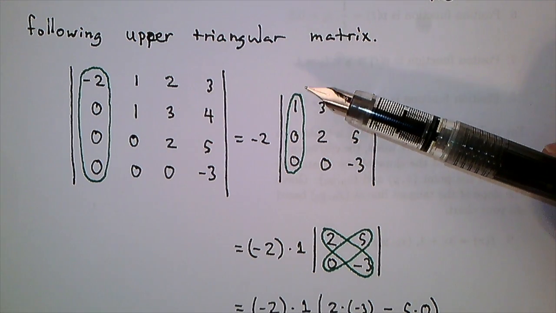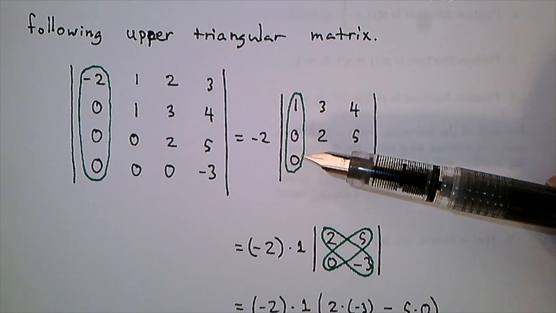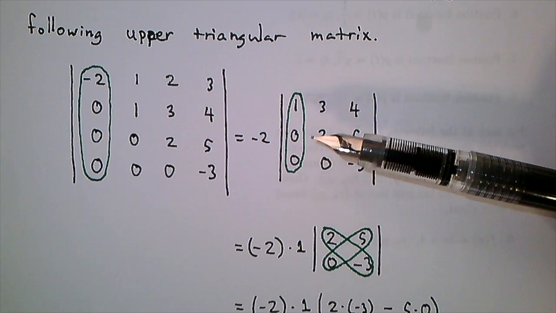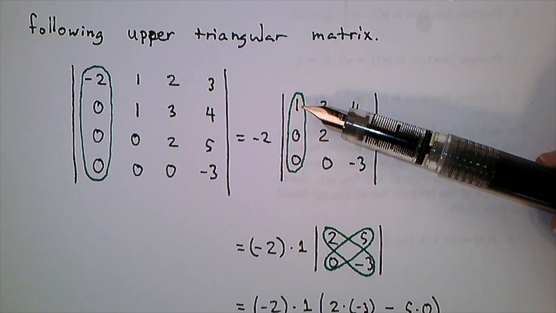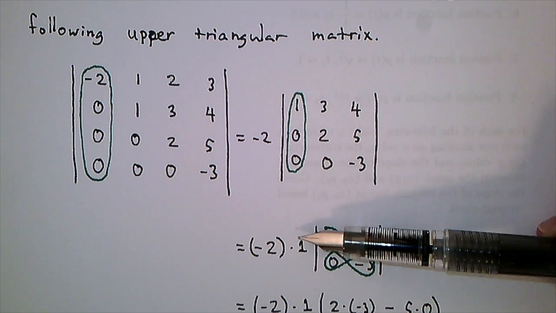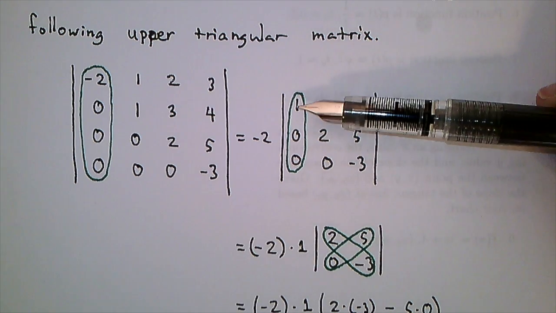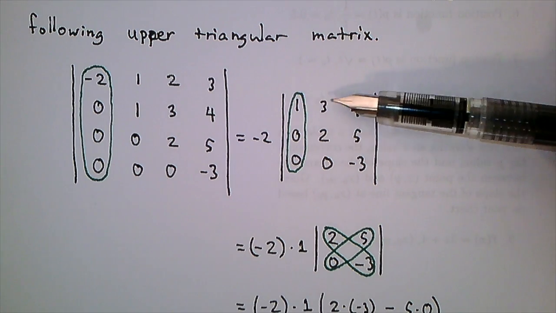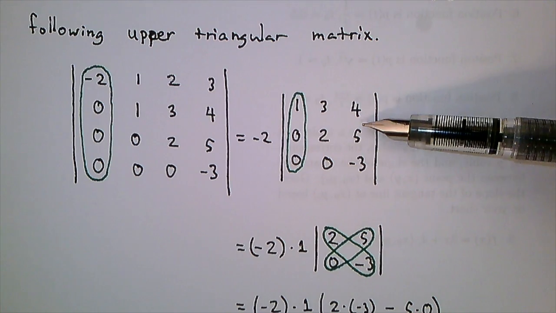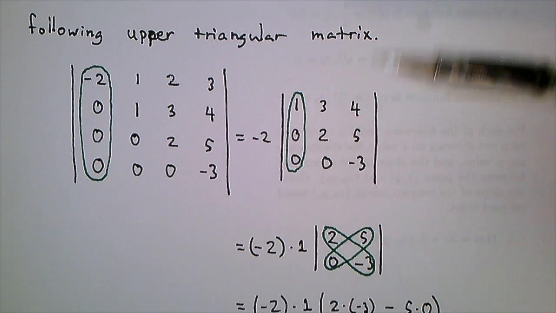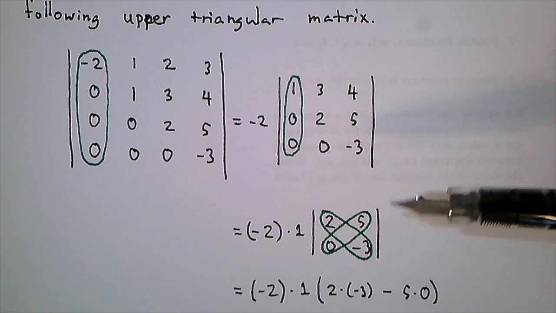The first column, again, has 1 non-zero entry, and the rest are 0, so we'll use that for our cofactor expansion. We'll bring down our minus 2, and then the entry here is 1. We'll write that down as well. And then we find the cofactor by crossing off the first row and the first column, and then recording what's left over here. And at the end, we have a 2 by 2 determinant to compute.